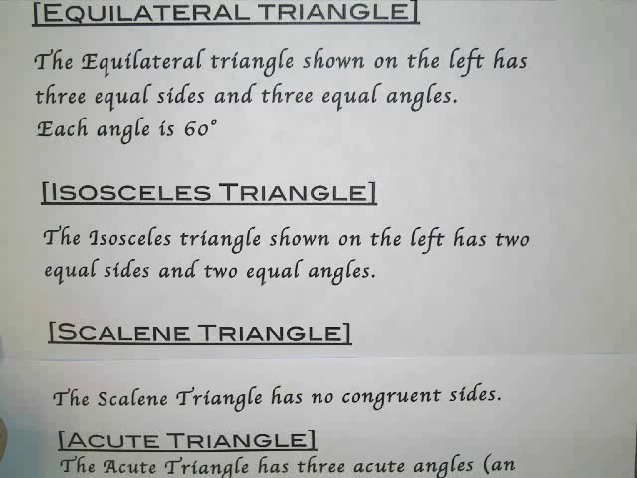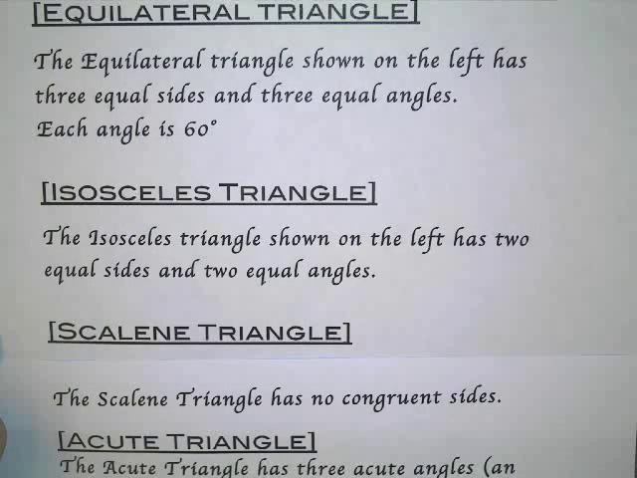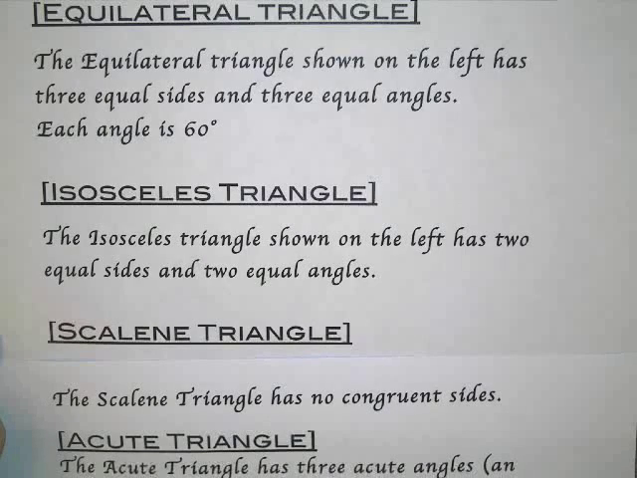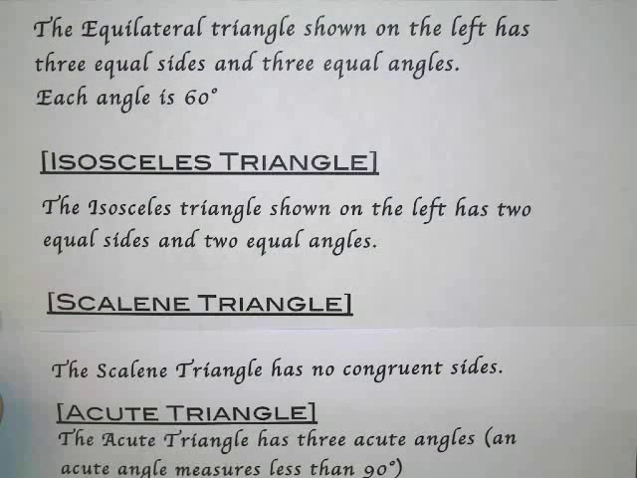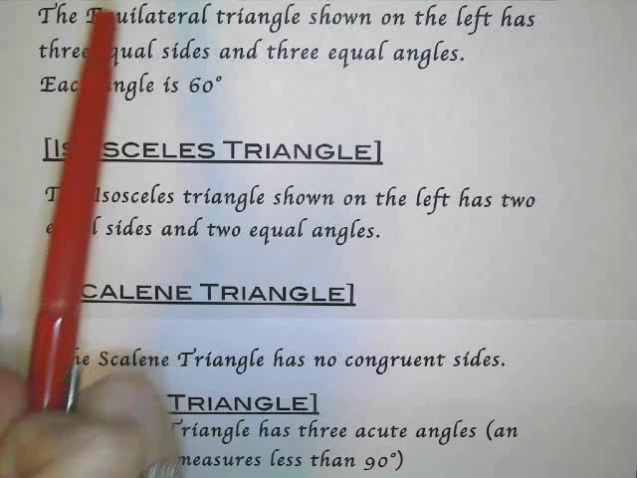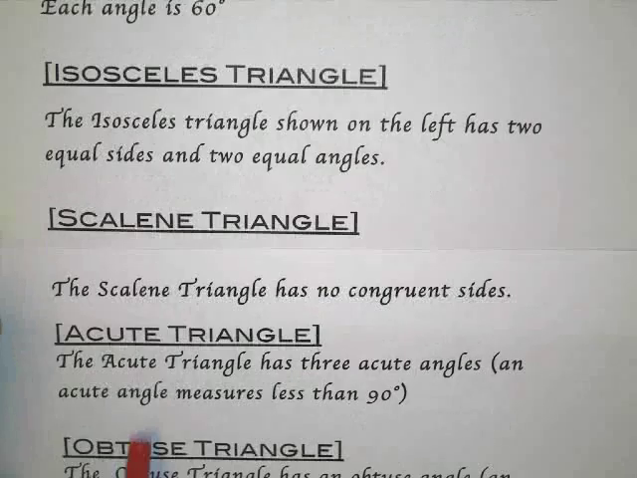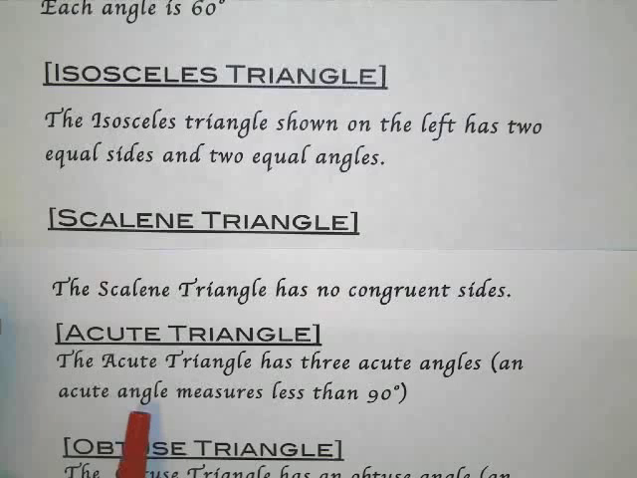Can you say that an equilateral triangle is also an acute triangle? Yes or no? Yes. Why, Sam? Because 60 degrees is acute. Exactly. So if the equilateral triangle has three 60-degree angles, those are all acute angles, that would make it an acute triangle. So, did everyone understand that?